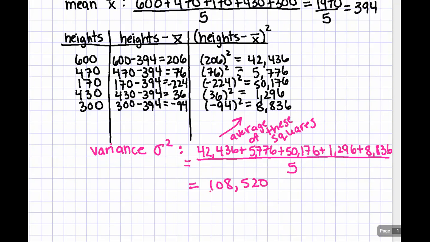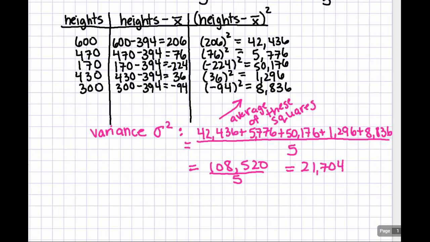Now, when I do that on top, I'm going to get 108,520 divided by 5, and that's going to equal 21,704. Now, we are not 21,704 off of things on average because all these values were in the hundreds. Remember, we squared. So our last step to get our standard deviation, and again, you're jotting this down.